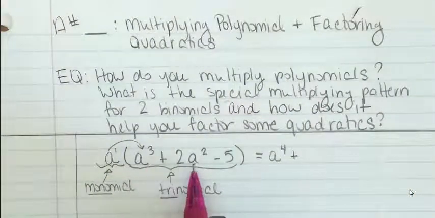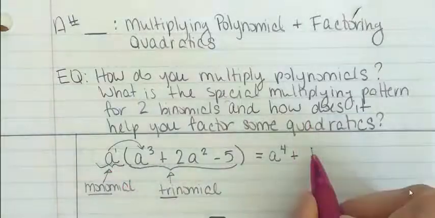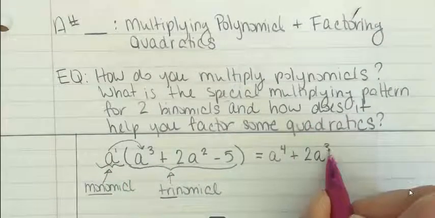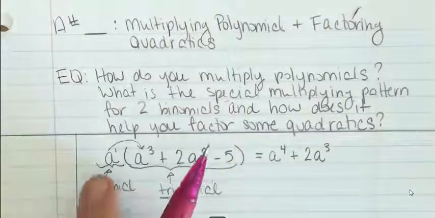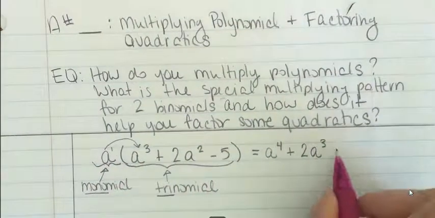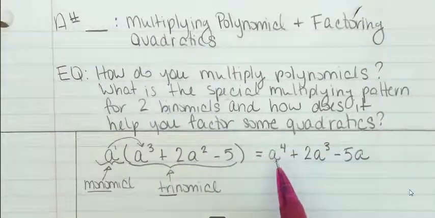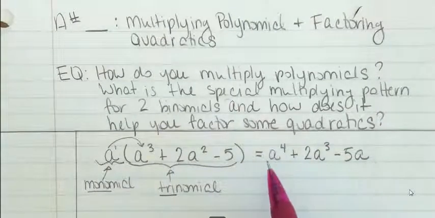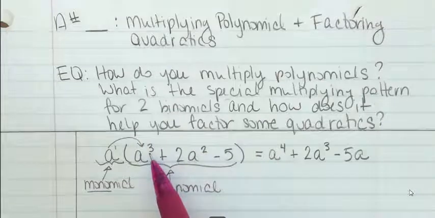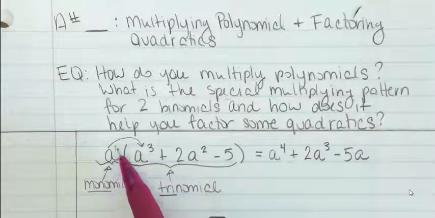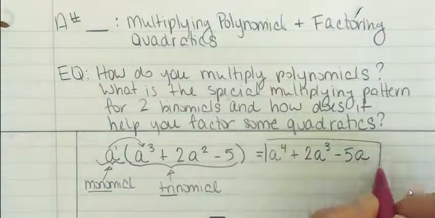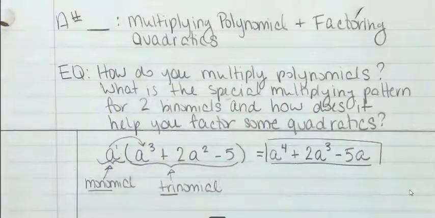Okay, so multiplying 2a squared times a is going to give me 2a cubed. And then multiplying the a times the negative 5 gives me negative 5a. And once again, I'm left with a trinomial. This trinomial happens to be 1 power higher than the trinomial that I started with because I multiplied by a to the first power. Okay, so that's just regular distributing.